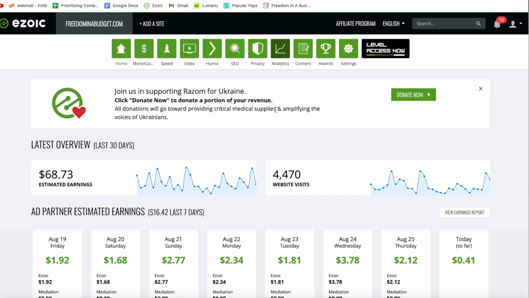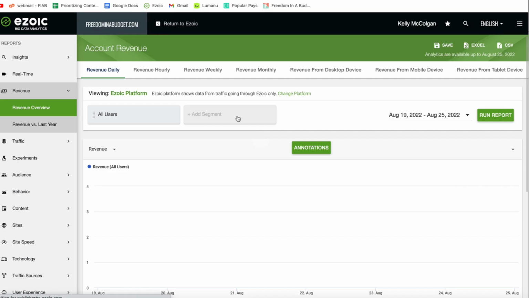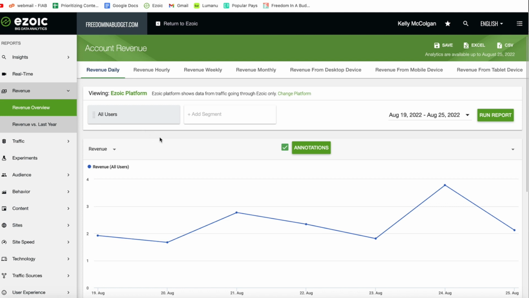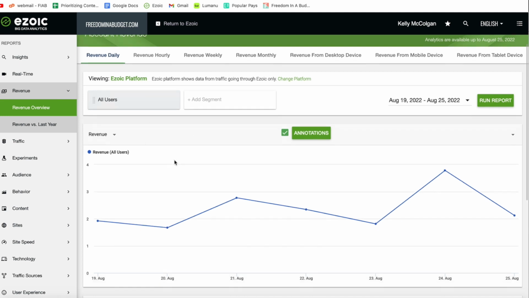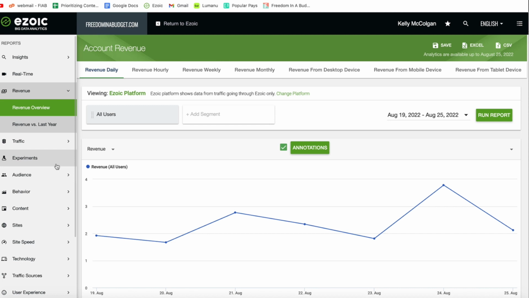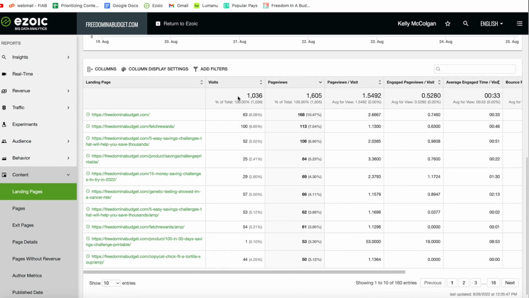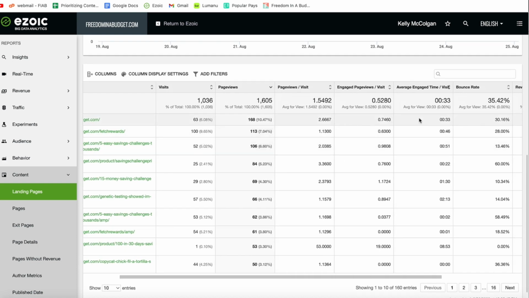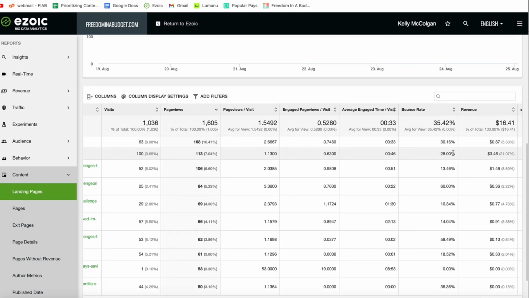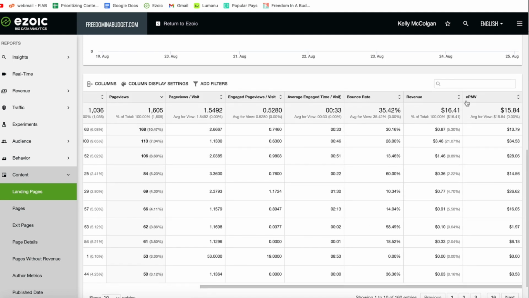So let's look at how to make more money with our ads and dig into the analytics. Analytics are so important to look at on both YouTube and blogging, all of that, so that you can create more revenue. So we're going to look at analytics. Then on the left, we're going to go to content and landing pages. Okay, here we are on landing pages, and we can see the landing page, visits, page views per visit, engaged page views, average engaged time, bounce rate, revenue, and EPMV.